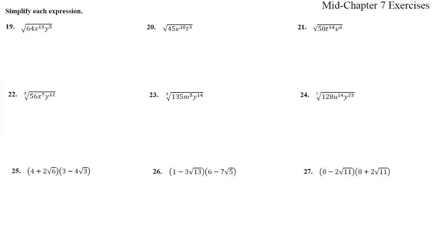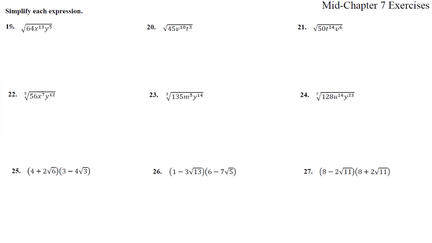Here we are in mid-chapter 7 exercises with numbers 19 through 27. It says simplify each expression. We're dealing with square roots. Oh, here we've got some cube roots and seventh roots, which we need to get out of there. We need perfect sevenths or perfect cubes.